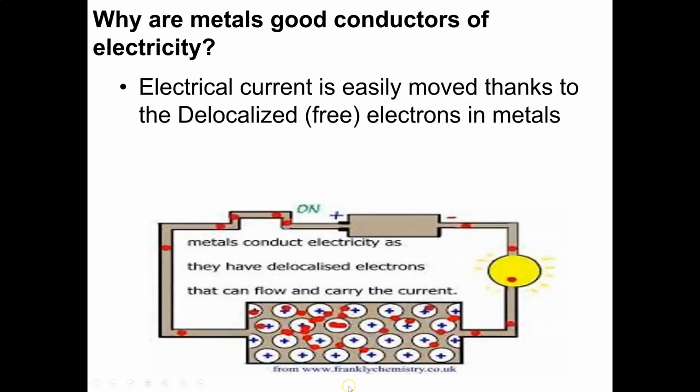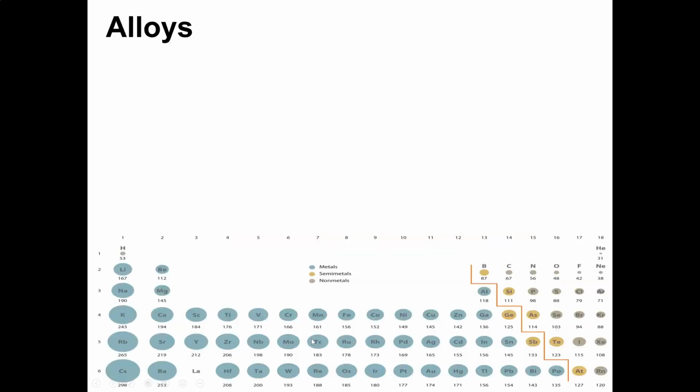And you can see here a better example of that. These delocalized electrons are able to move all around, transfer energy with them, and you're able to transfer heat extremely well with metals. All right, alloys, a combination of two or more metals.